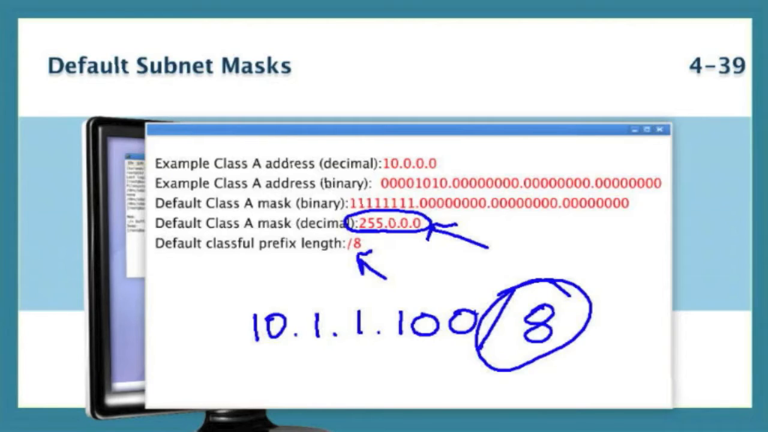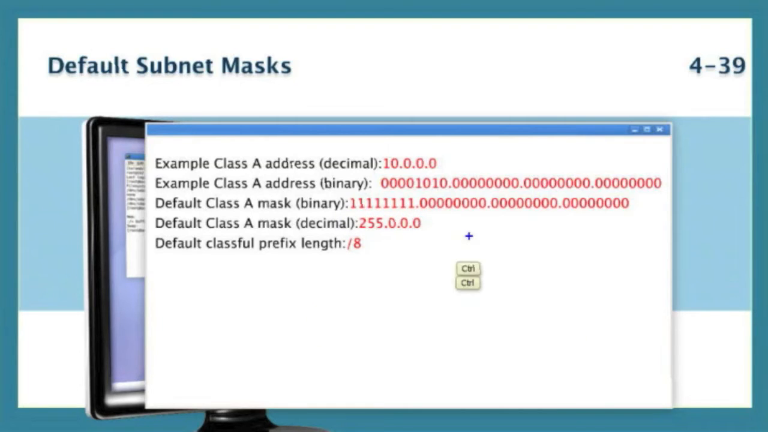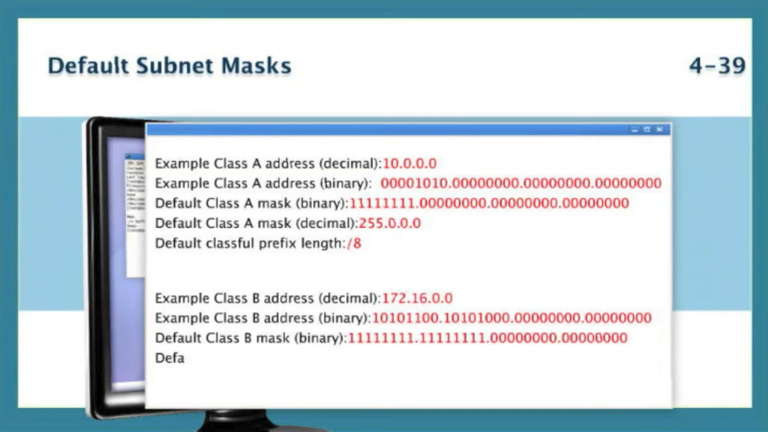All right, any questions about this Class A? All right, great. I didn't think there would be. This is kind of review. The only thing we didn't look at before was the default subnet mask, but it makes perfect sense because we said earlier in the course that this first octet in a Class A would identify your network.